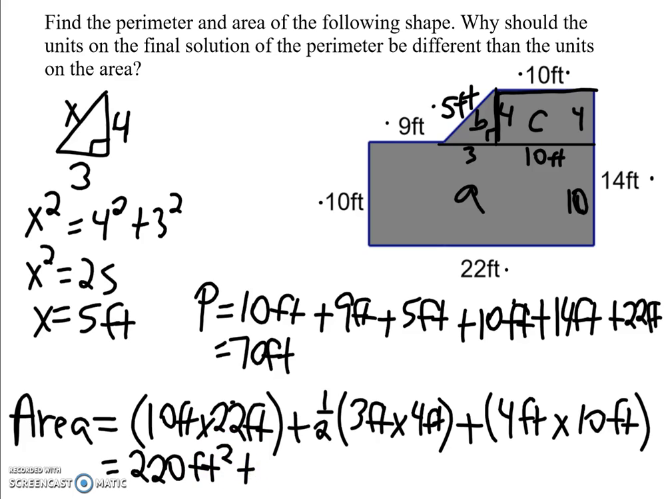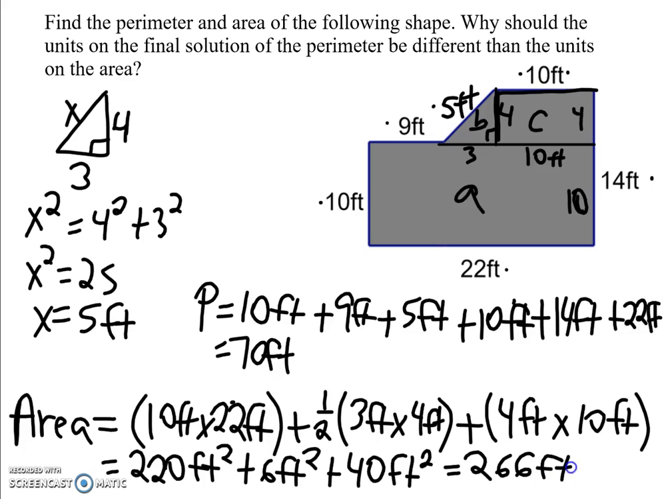I have 6 square feet. And I have 40 square feet. And they're all square feet because I'm doing feet times feet. So I'm multiplying the feet. And when I add them together, I will get 266 square feet for the area of this shape.